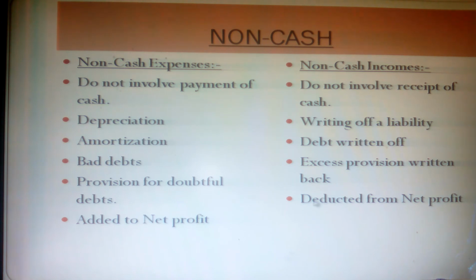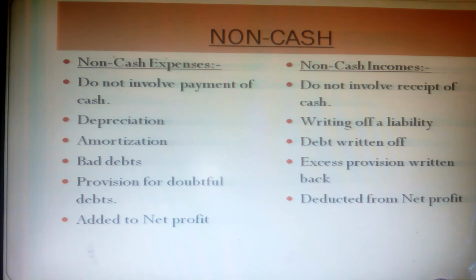So writing back of a liability, correct. Earlier you were writing off a liability, but now we want to show it as income. Again, debts written off. Whatever debts you write off, we want to show as income. Then excess provision. Earlier we provided excess, but we returned it back. All these three are examples of non-cash incomes here, and you want to deduct them from net profit. Correct. That is the idea here.